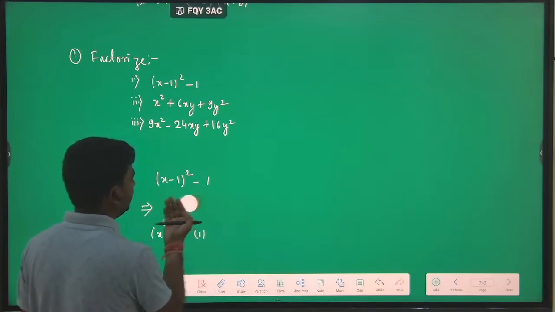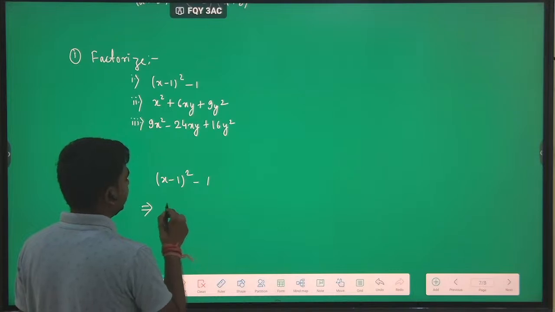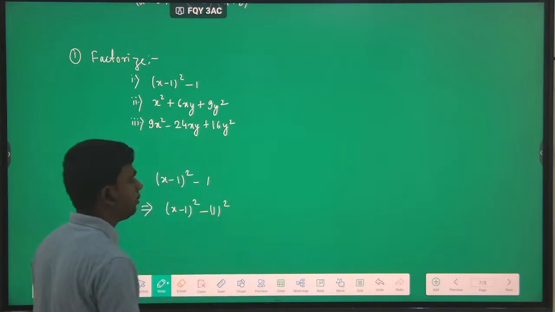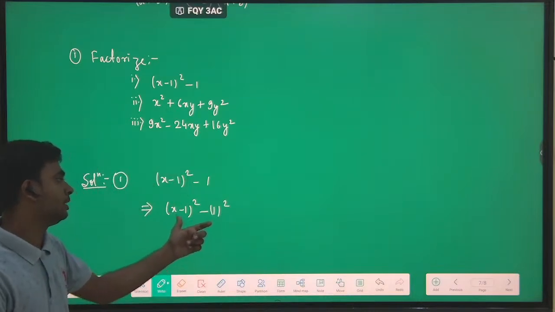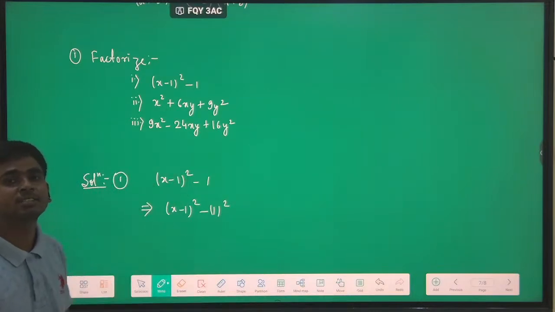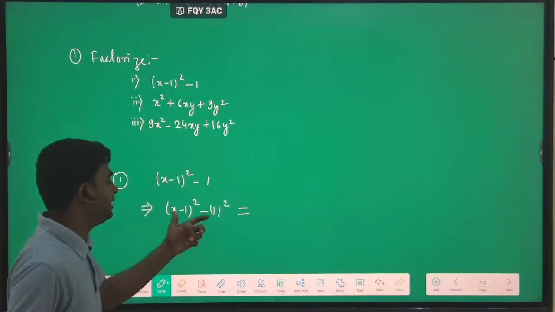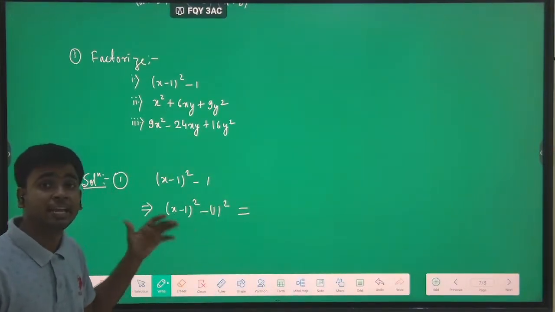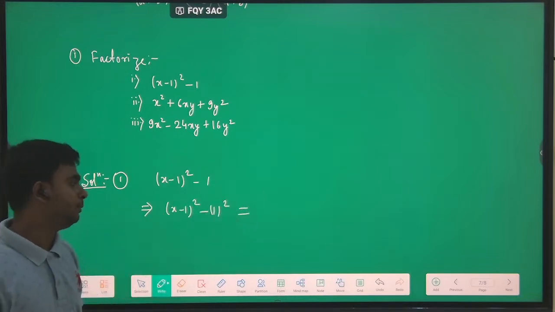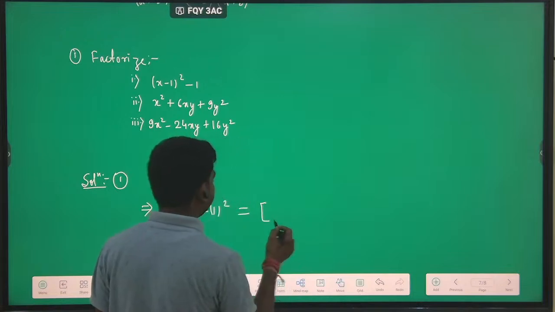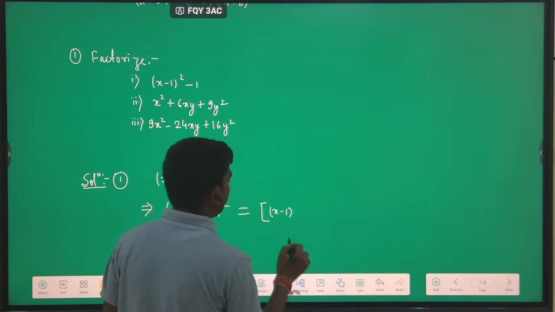So it is actually x minus 1 to the power 2 minus 1 to the power 2. What will we get as the value? a square minus b square is a minus b into a plus b. So a minus b will be what? Our a is x minus 1.